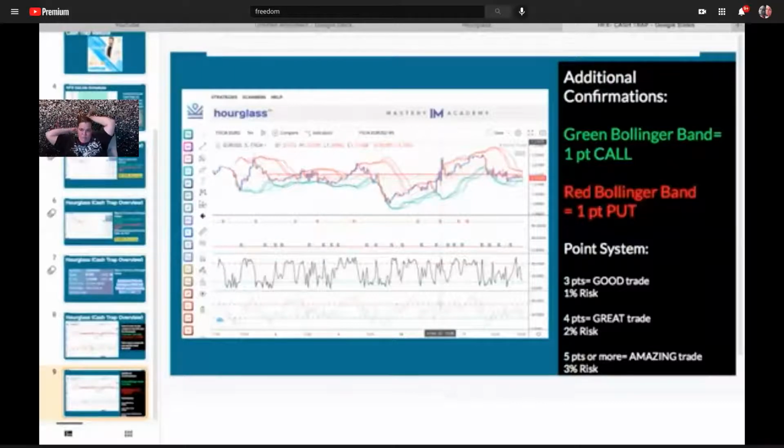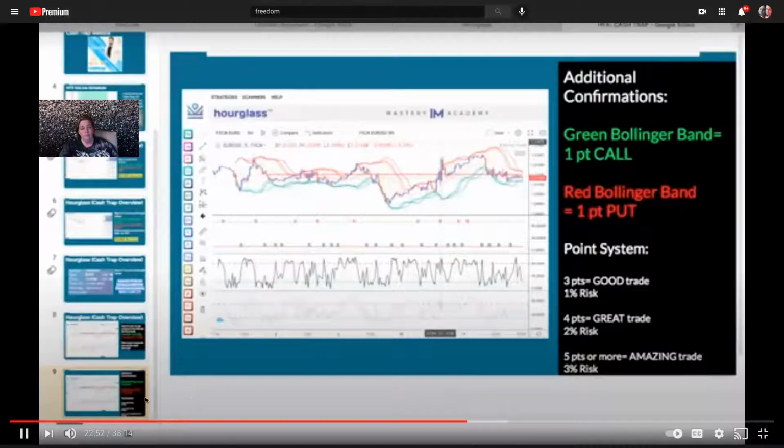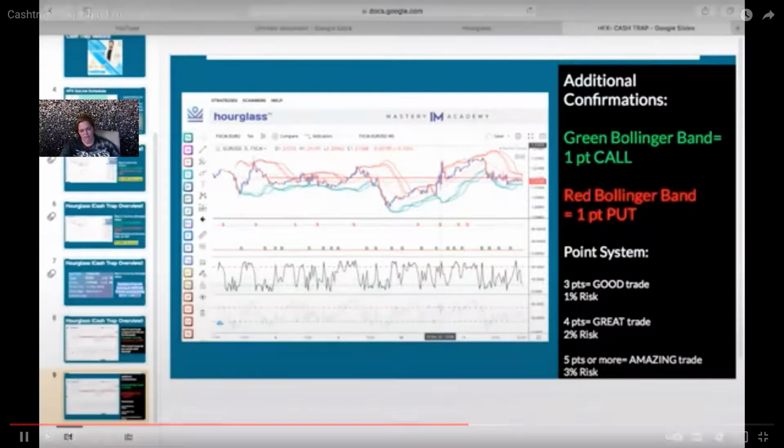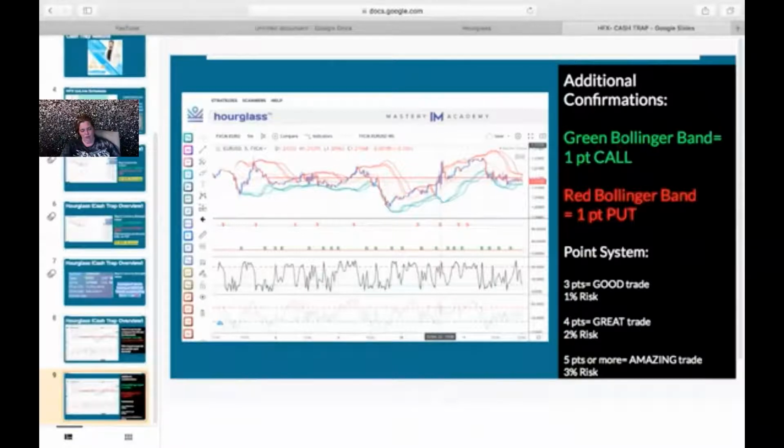Now, I want you to pay attention to the point system. 3 points is a good trade, so only risk 1% of your account. But check this out. I'm not trying to get 3 points. I'm trying to get 4 or 5. 4 points, great trade, 2% risk, 5 or more, 3%. Write that down in your notes, guys. I'm looking for great or amazing because great and amazing means that I have a higher percentage in the market of winning.